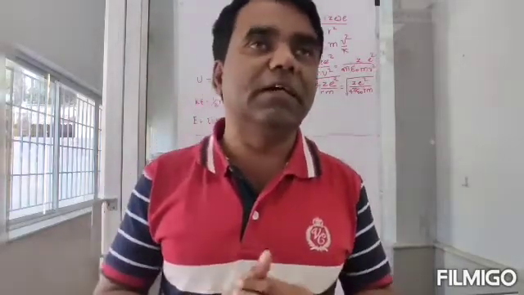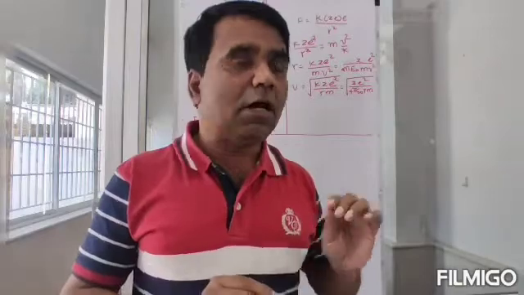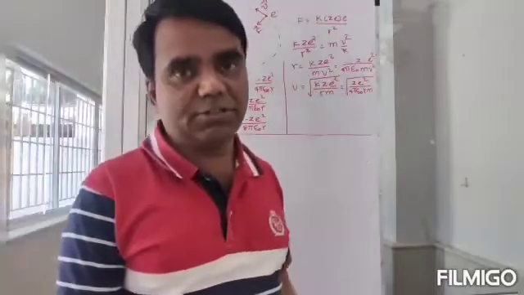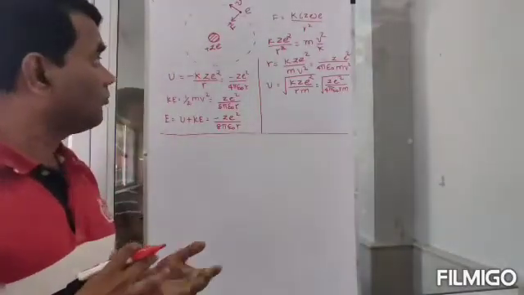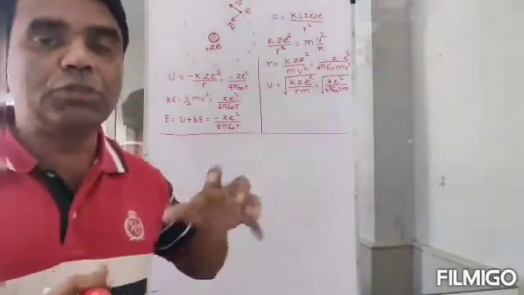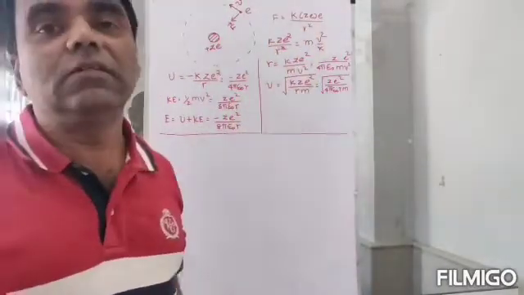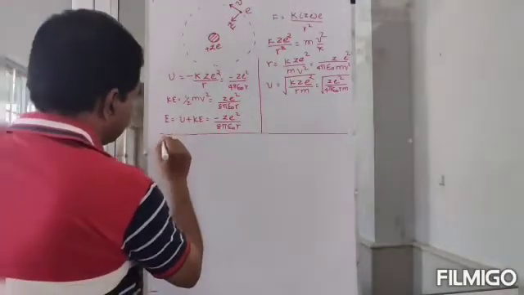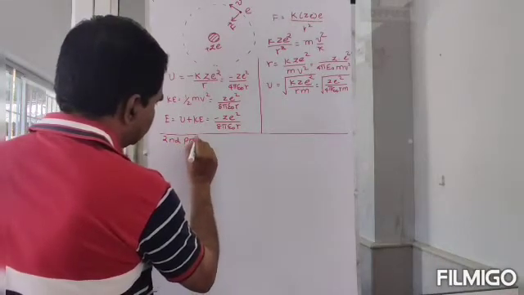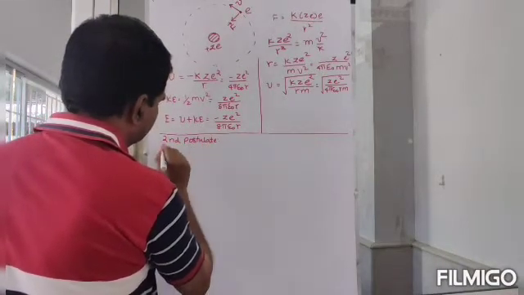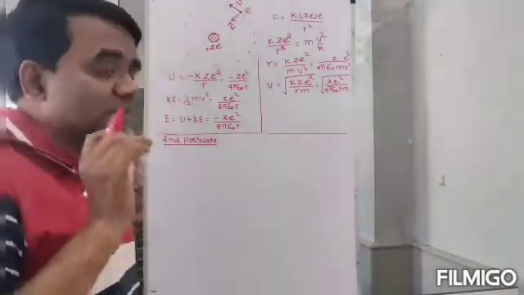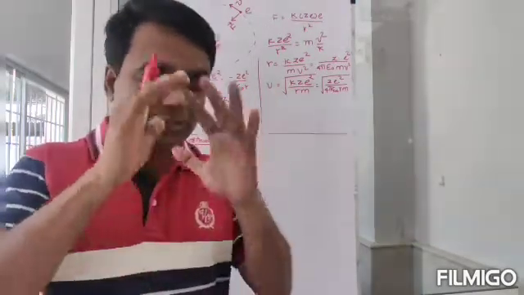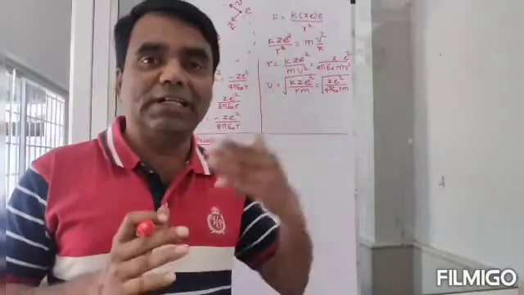With that in mind, let us see how the second postulate helps you simplify this derivation. Let's see how Bohr's second postulate simplifies these equations. What does the second postulate say? It says that the angular momentum of the electron in the stable orbit is equal to nh by 2 pi.